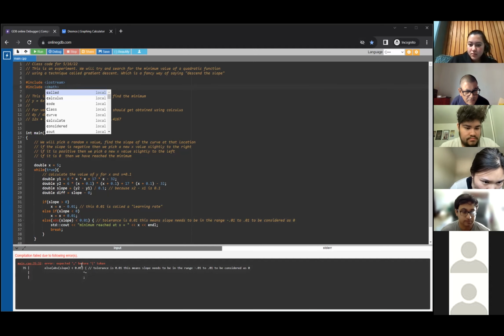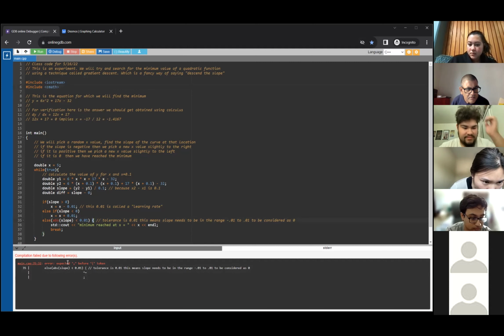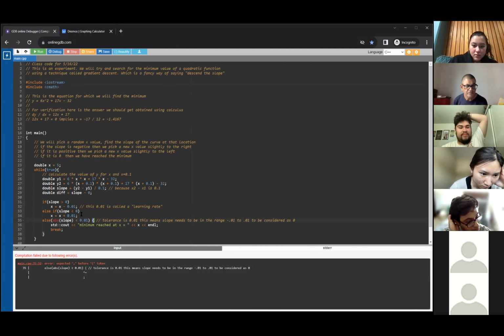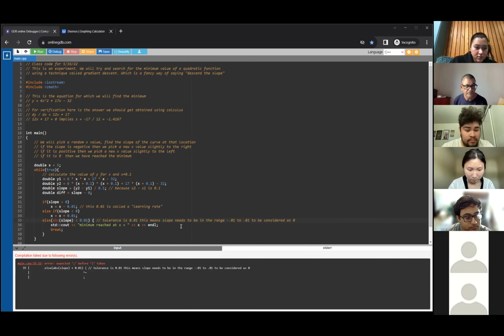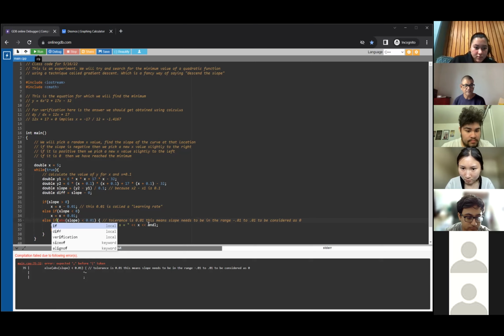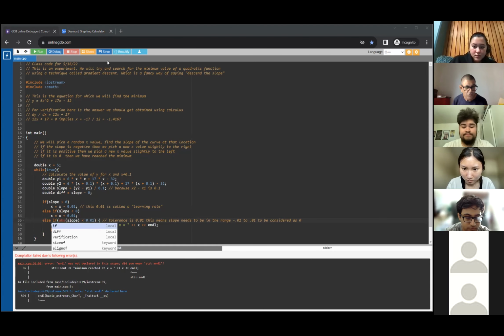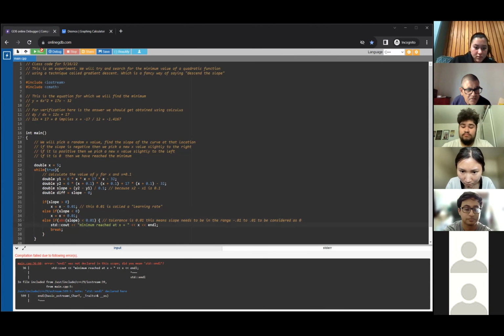What is it? Is it missing something? It's expecting... Oh, you're missing else if. No, you're missing the if after the else. Yeah. What is this? Oh, std::endl, because you're not using the same namespace.